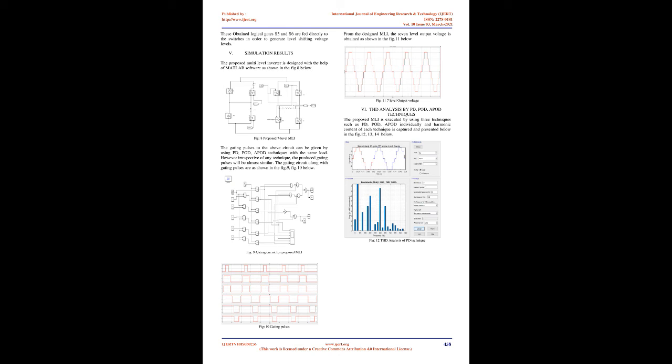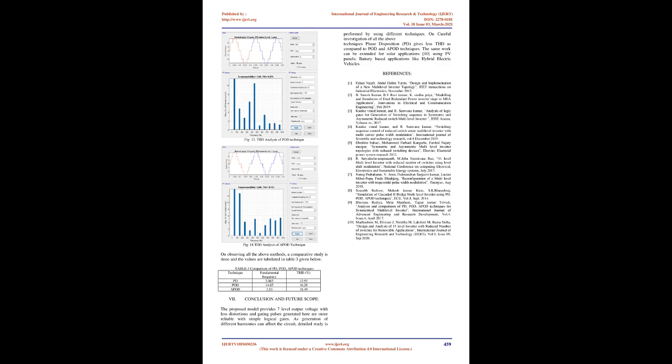To get the positive logical gate circuit for switch S5, observe P3, P2, P1 pulses, and for the negative logical gate circuit take N1, N2, N3 pulses into account. By examining different combinations of logical gates such as NOT, OR, NAND, EXOR, XNOR, we implement the complete logical sequence circuit for switch S5, which is shown in the figure 6 below by using different combinations of logical gates. These obtained logical gates S5 and S6 are fed directly to the switches in order to generate level shifting voltage levels.